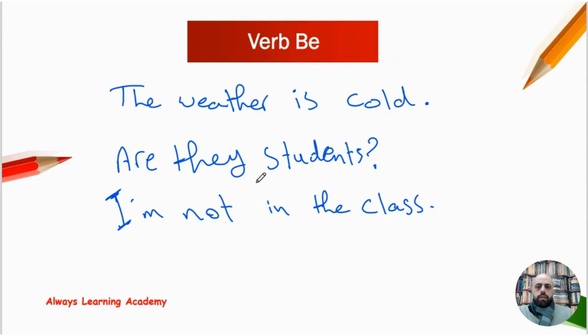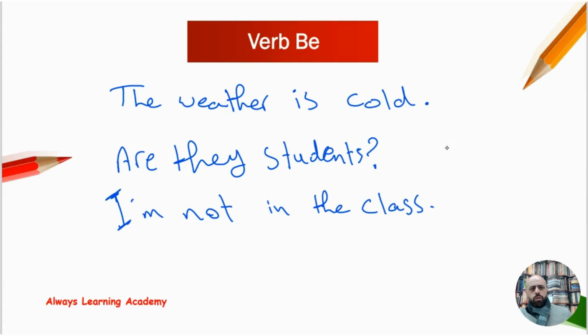The first one is verb be as a main verb. Now, in some cases in English, or some situations, we don't need a main verb. We don't need that, for example, the verb play, write, read. No, we use only verb be. For example, when we say the weather is cold, or in a question when we say are they students, or even in negative, I'm not in the class. So remember, those are special cases.